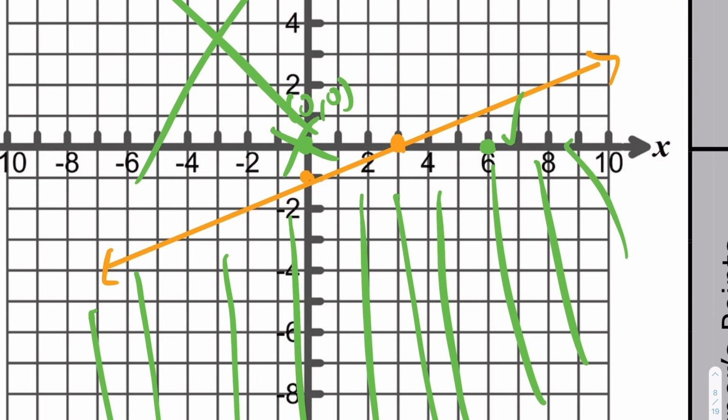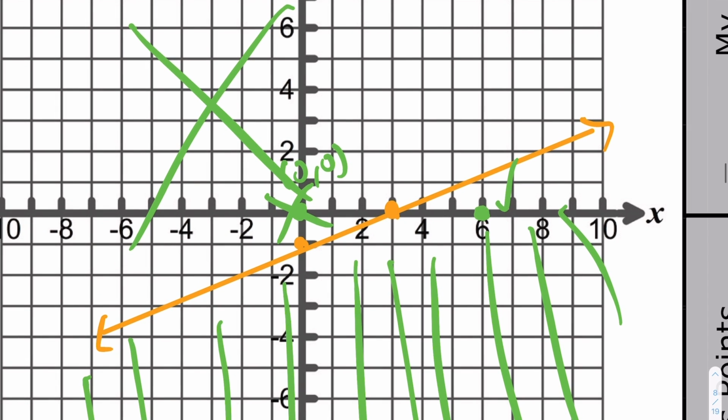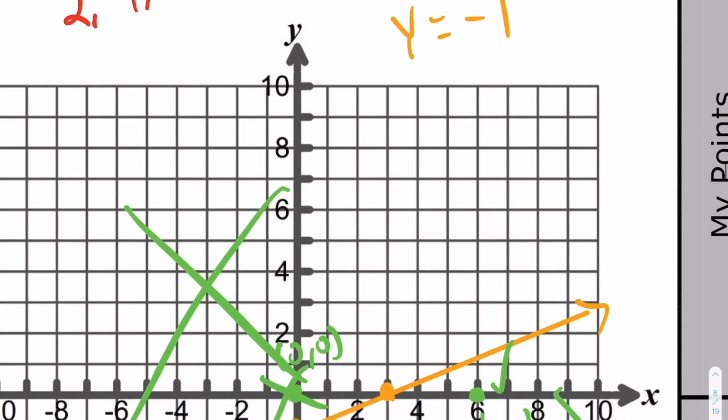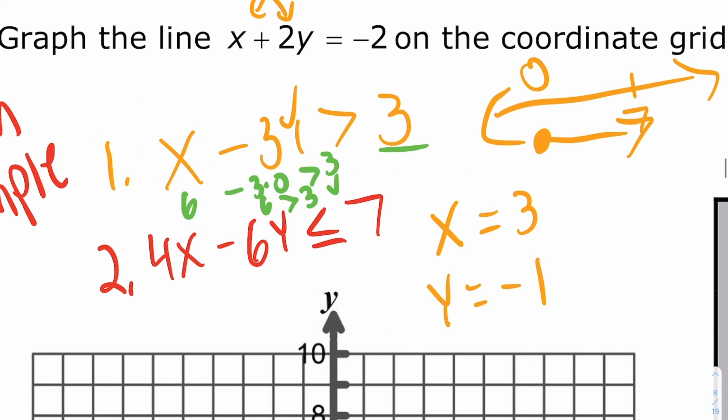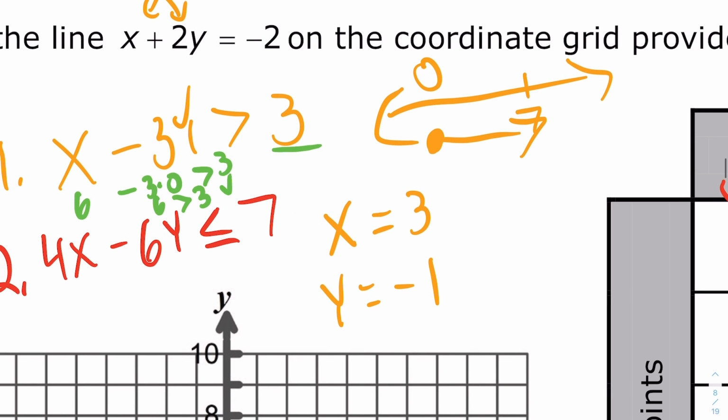Are the numbers on the orange line a solution, though? If you were something, an x and a y, like the x-intercept here, that's something that was on the line.